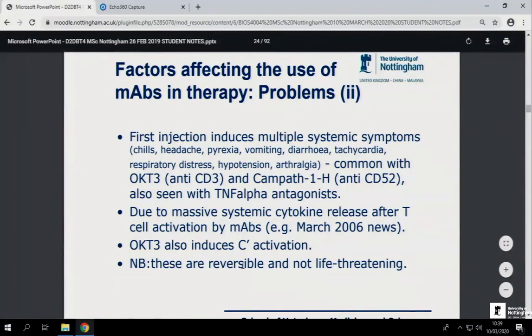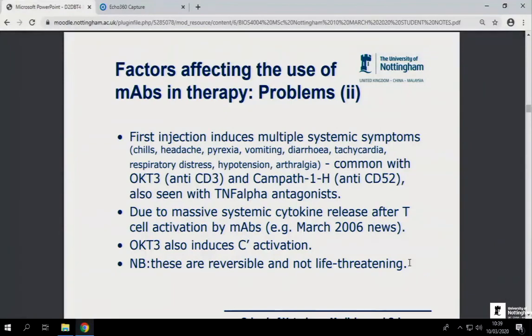These things, by the way, are reversible and not life-threatening. If you had the choice of being very ill for 6 months, having a monoclonal antibody therapy, but you're going to live for another 5 years or 10 years, you'd probably be quite happy to accept that. And that is the thing. You have to balance up the weight between benefit and cost for these things.